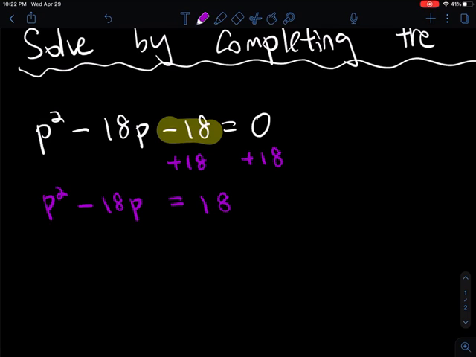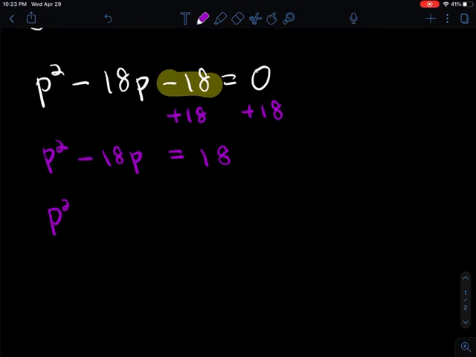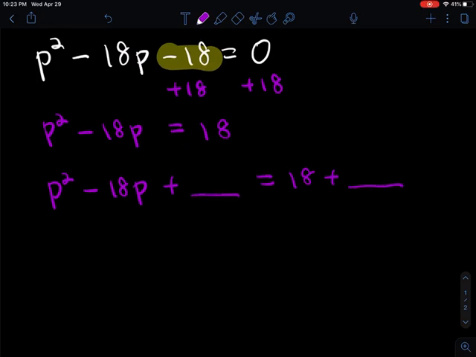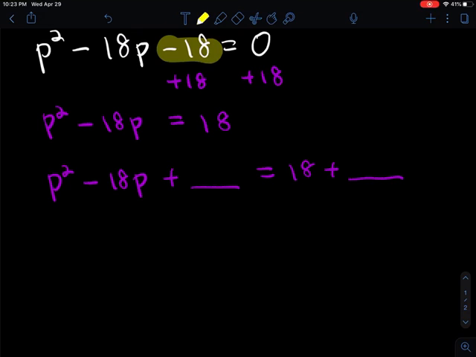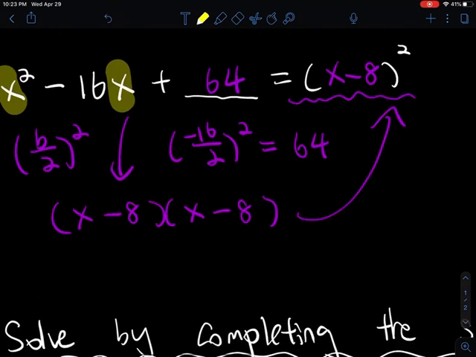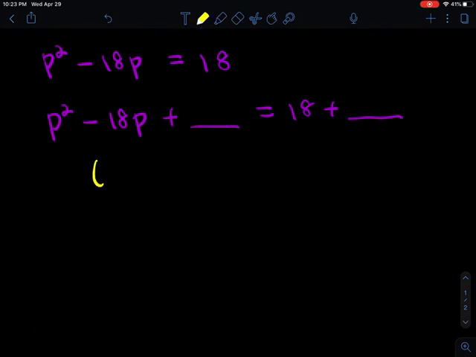Okay, and then I'm going to complete the square. So I'm going to rewrite this p squared minus 18p, and I'm going to leave some room here, is equal to 18. The idea is I'm going to add a number to both sides so that I can complete the square. On the left-hand side, we have p squared minus 18p, so let's do what we did up top with the warm-up. Let's take your b value divided by 2 and squared. So negative 18 over 2 is negative 9.